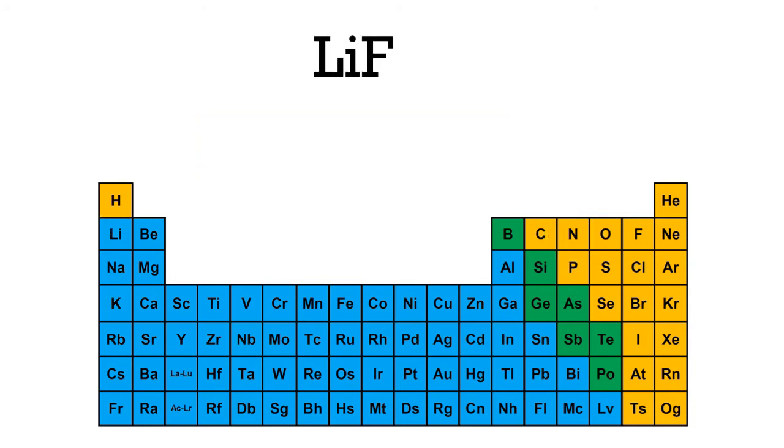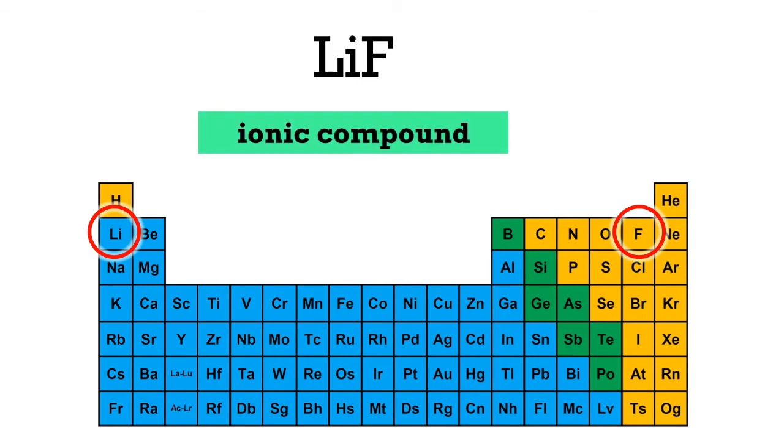LiF, or lithium fluoride. We have two elements here, lithium (Li) and fluorine (F). Lithium is located to the left side of the metalloids, so it's a metal. Fluorine is located to the right side of the metalloids, so it's a nonmetal. We have a metal, Li, and a nonmetal, F. Therefore, lithium fluoride is an ionic compound.